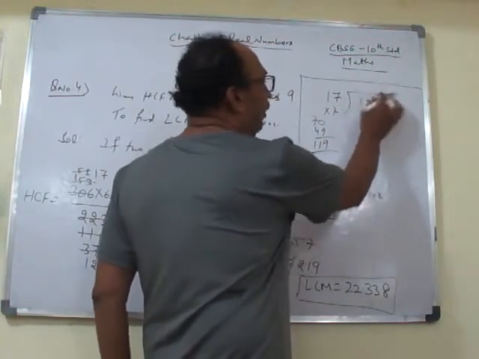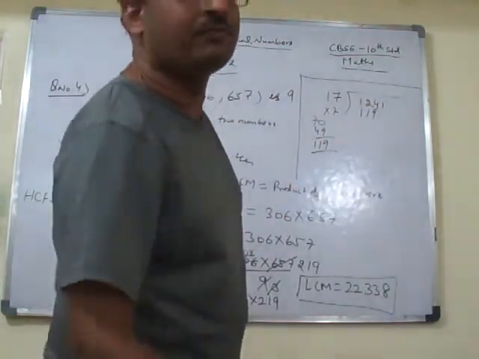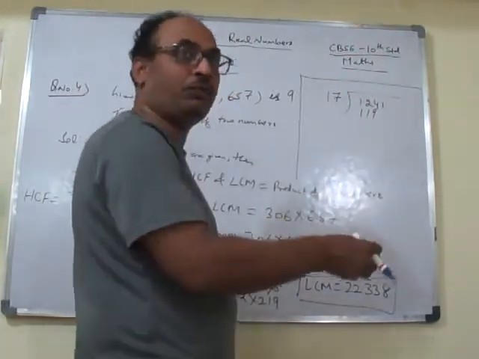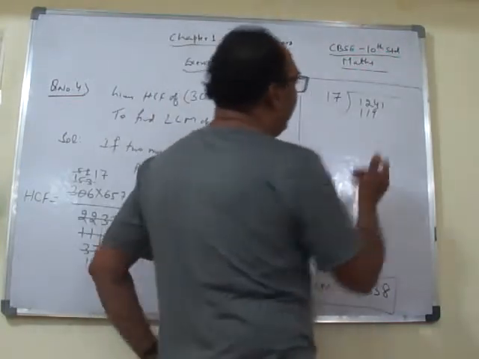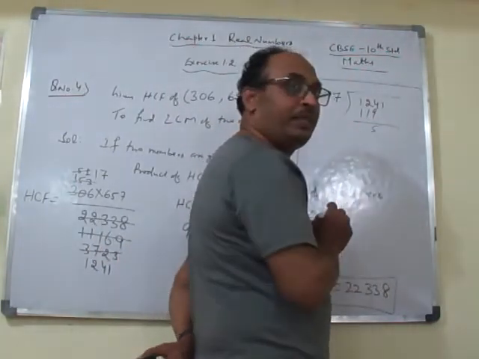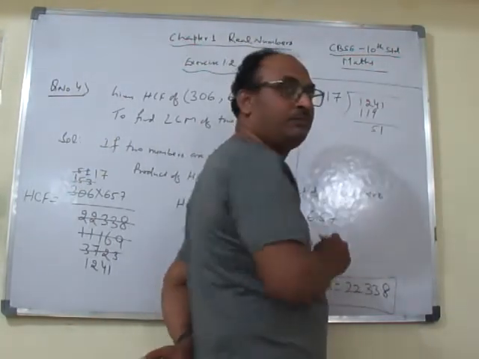So 1.9 only it will go for 124. 17 into 8 it will not go because it will be more than 124. Right? So here what we are finding? Difference is 5 and then 1.